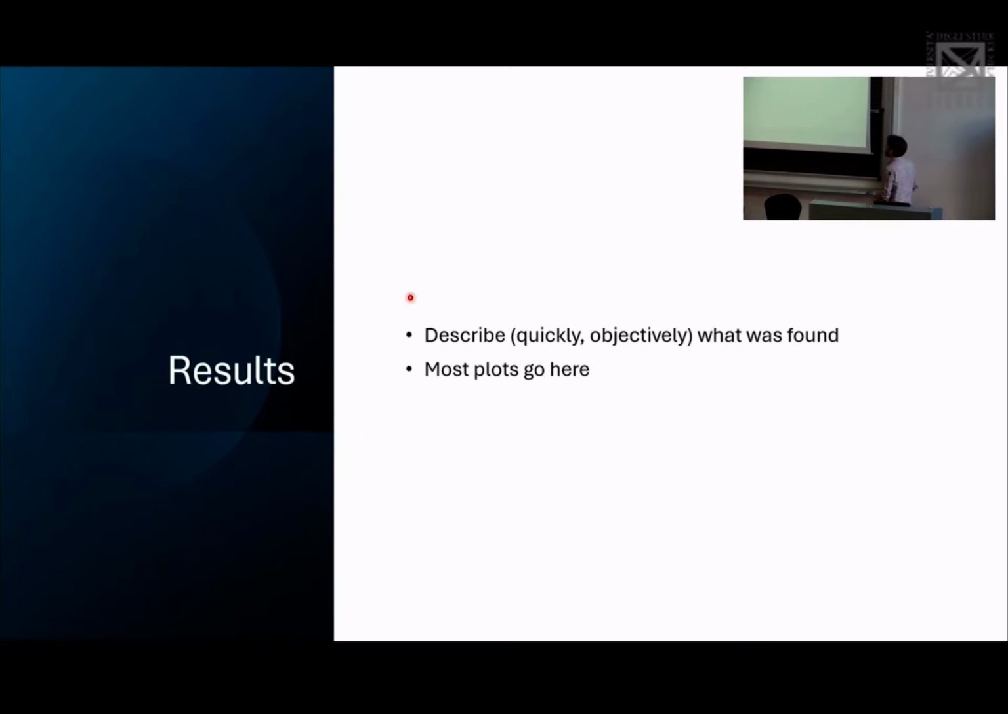Next section is results. Here you are supposed to describe what was found. And here you describe very quickly and very objectively what you found: plots, tables, statistical tests, and whatever. And objectively means that you are not supposed to say much, few, or things like that, but should say odds ratio are 1.3, and so on, and so on.